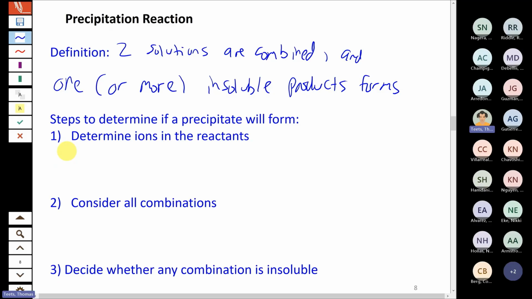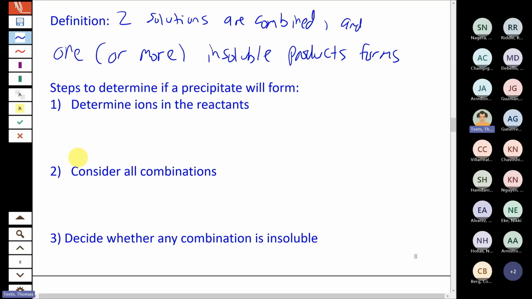So that's taking two solutions, each of them a homogeneous solution where everything is dissolved, but when you mix them together, something forms that is no longer able to be dissolved, and it just falls out of the solution as a powder, or makes the solution cloudy, whatever the case is. Okay, so here's the way that we determine if a precipitate will form. When something falls out of solution, we call that a precipitate. So you're either part of the solution or you're part of the precipitate. It's a twist on an old saying.